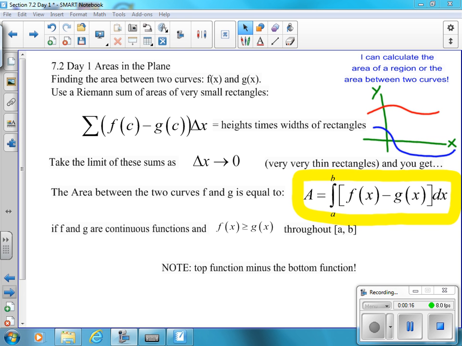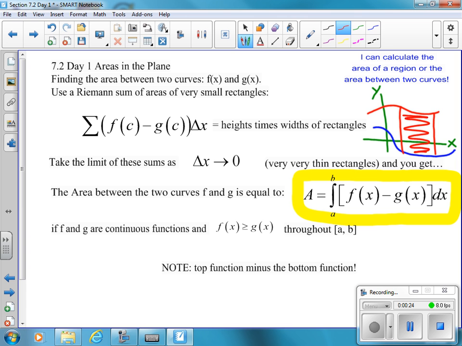And instead of measuring from a curve to the x-axis, now we're going to look at measuring from the red curve to the blue curve. And both of these curves may have a function value. They may have an actual equation we can use.